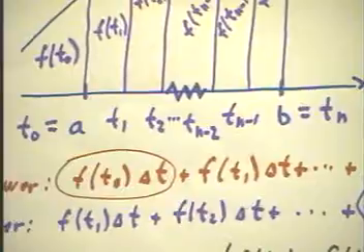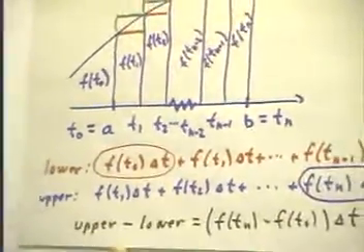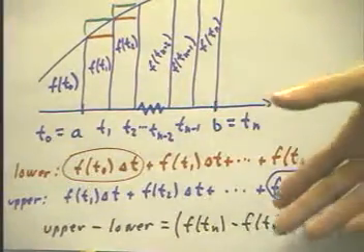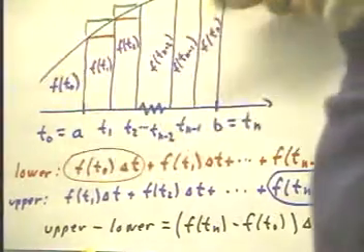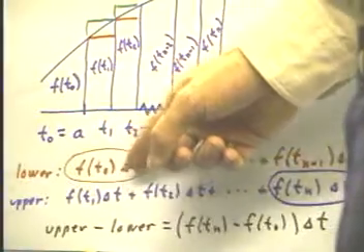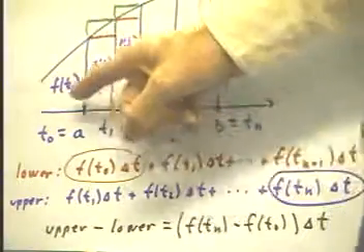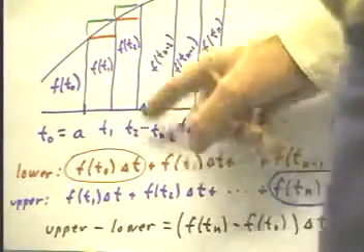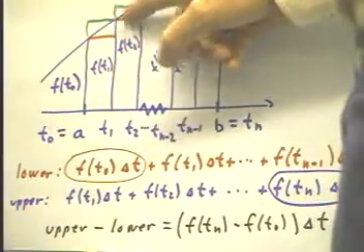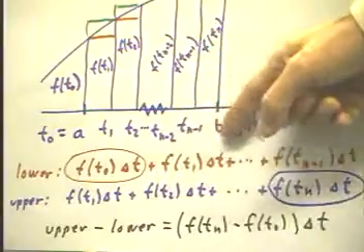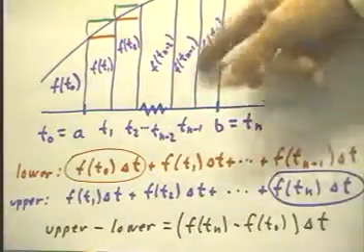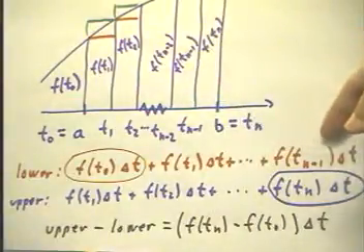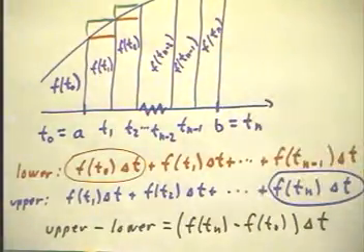As we saw before, the lower and the upper estimates are going to be as indicated. The lower estimates, if this thing is increasing, are f of t0 delta t, the area of the first, based on the lower altitude f of t0, and then based on the lower altitude f of t1 for the second rectangle, we use f of t1 times delta t and so forth, stopping with the lower estimate for the last rectangle, which is going to be f of tn minus 1, of course, times the delta t.